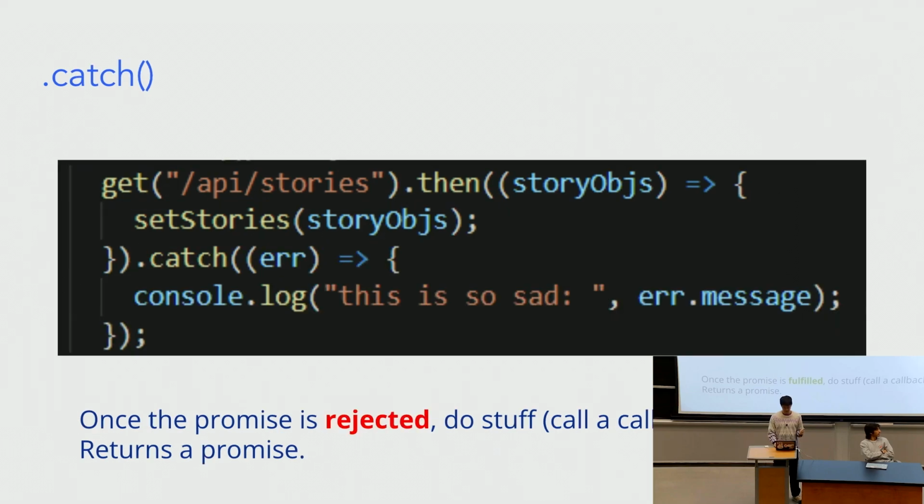And then the second way that we have to deal with promises is using a .catch. Sometimes the promise is not going to resolve successfully. Maybe /API/stories is not actually implemented in the API. Then if you try to get /API/stories, you're going to get back eventually an error.